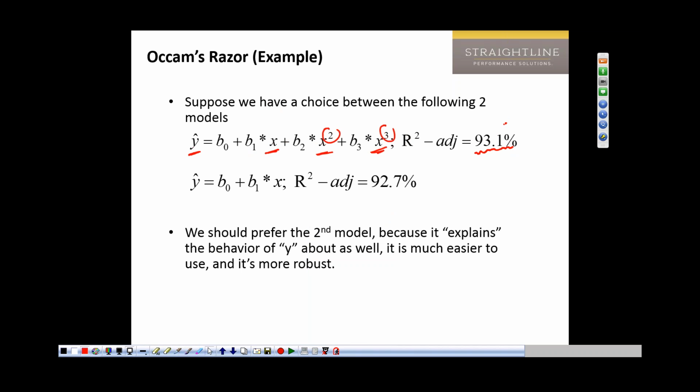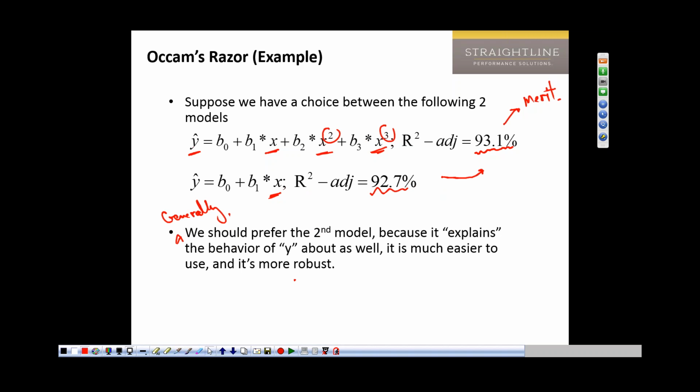This is kind of like a figure of merit. How good is this regression model? Here's another model, 92.7, almost equally good, but this only has one term in it. It doesn't have the x squared and the x cubed. Much simpler model. Generally, and I should put in a big caveat here, we should prefer the second model because it explains the behavior of y about as well, but it's much easier to use and understand.